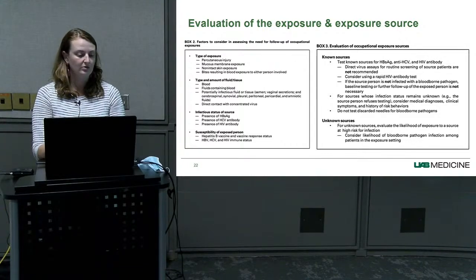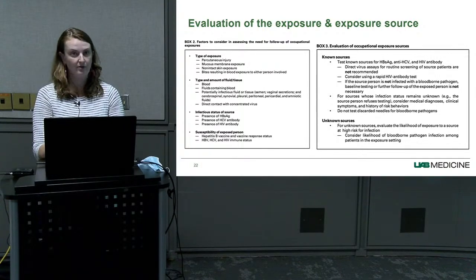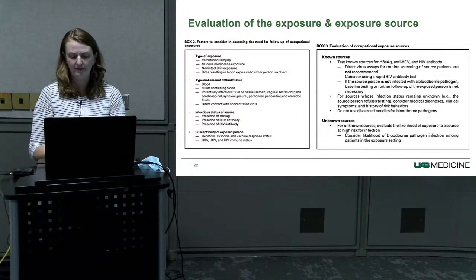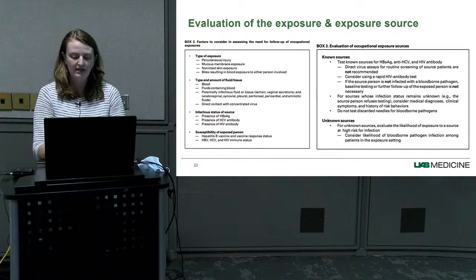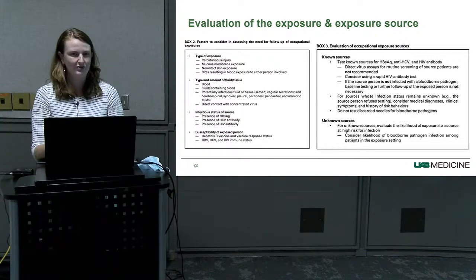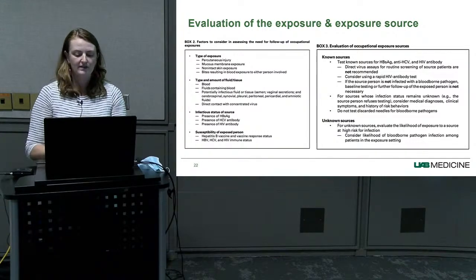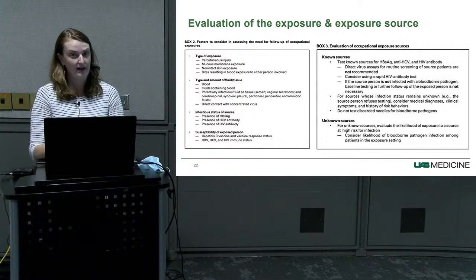So this would include percutaneous injury with a sharp, mucous membrane exposure, non-intact skin, and any of those with blood, tissue, or other bodily fluids that are potentially infectious. Or thinking more about the lab, any direct contact without barrier protection to a concentrated virus in a research lab or production facility would be considered an exposure. So then the questions become the what, where, and how. We talked about the what, now the how.